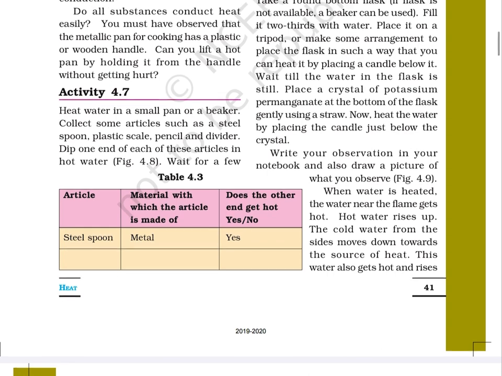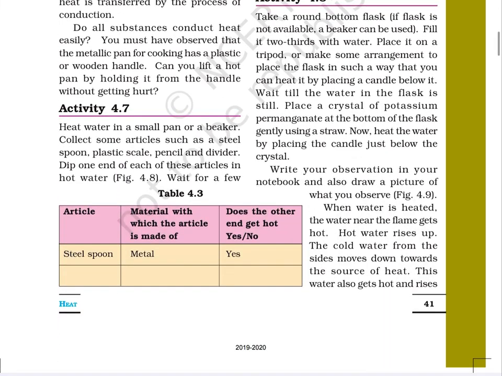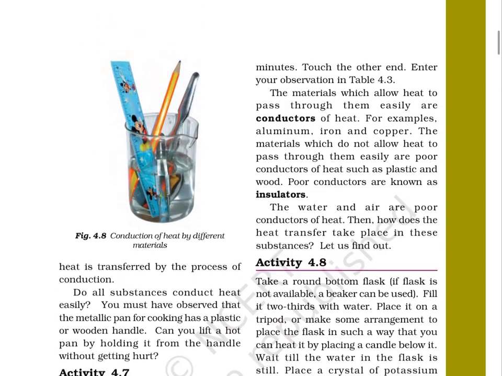Wait for a few minutes. Touch the other end. Enter your observation in table 4.3. Figure 4.8. Conduction of heat by different materials.